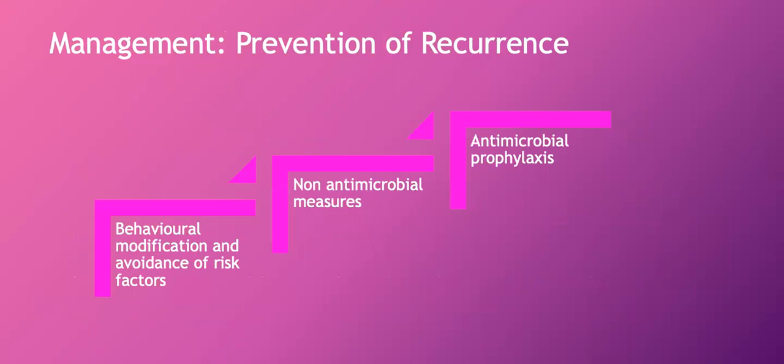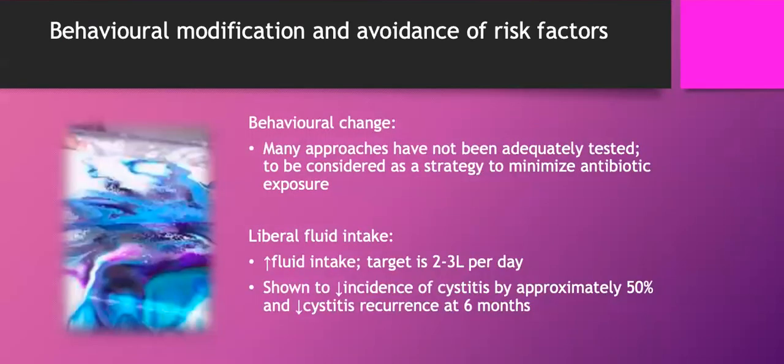So as an initial step, after just defining basically recurrent UTI, you need to think of preventative strategies. This starts with behavioral modification and avoidance of risk factors. You then move on to non-antimicrobial measures. And then as a last measure, you would go to antimicrobial prophylaxis.